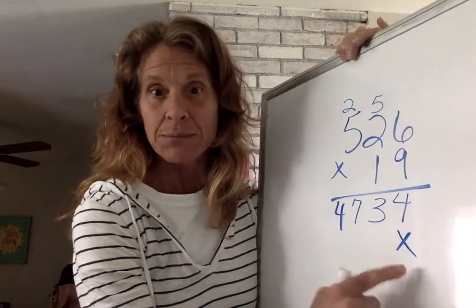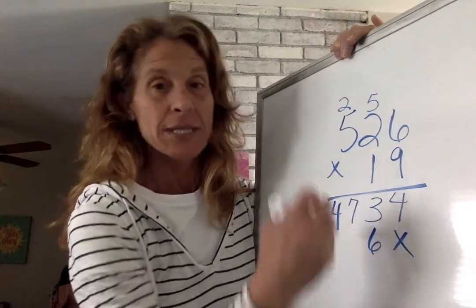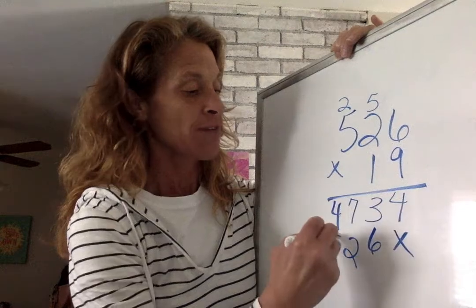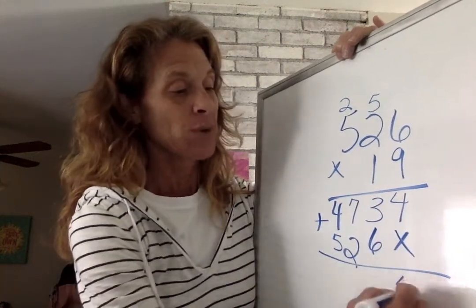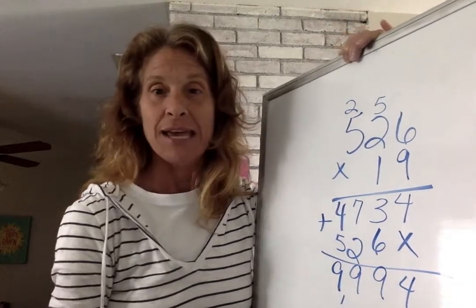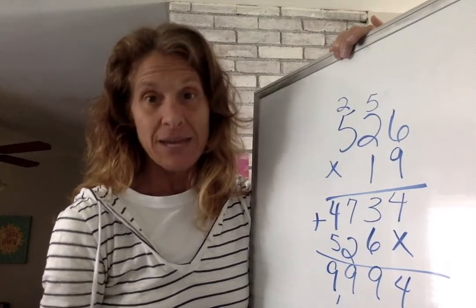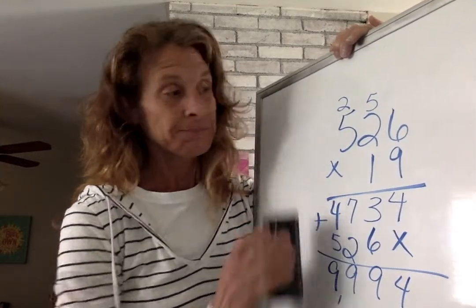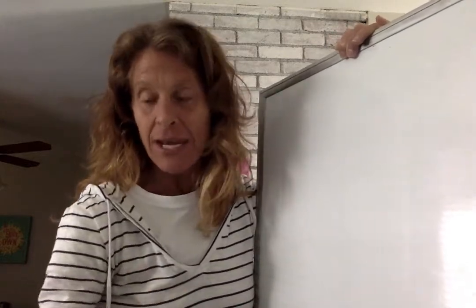Mark my spot. Put my X. 1 times 6 is 6. 1 times 2 is 2. 1 times 5 is 5. We add all that up together. We get 4, 9, 9, 9. Look at that. A lot of nines. So the answer to number 1 is 9,994.